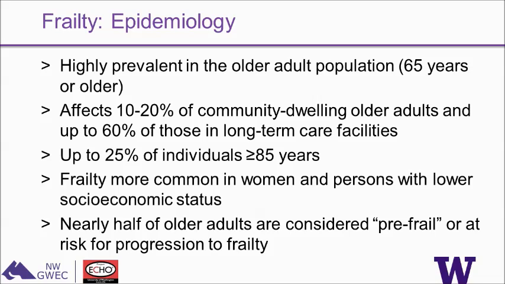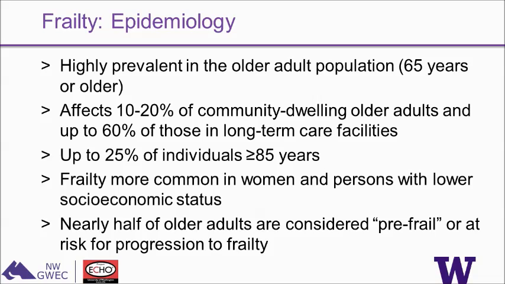So a little bit about the background in epidemiology. Frailty is really common in our older adult population, and somewhat arbitrarily we define that as people that are 65 and older. Up to 20% of adults living in the community are considered to be frail, and up to 2/3 of patients that you see in the long-term care setting are frail as well. When you get up to 85 years of age, 1 in 4 individuals are frail. Being a woman, and being in a lower socioeconomic group, increases your risk of developing frailty. And even though frailty is common, even more common is the state of pre-frailty, or people who are at risk for progression to frailty.